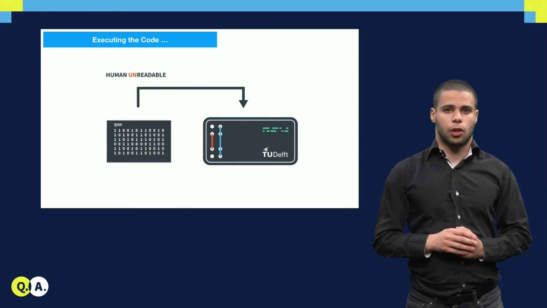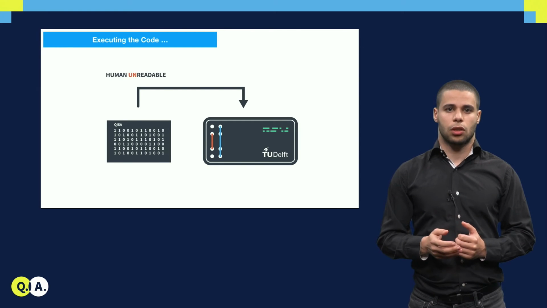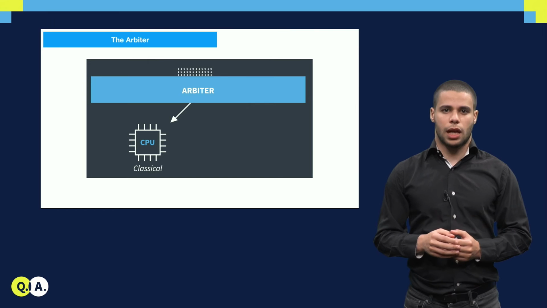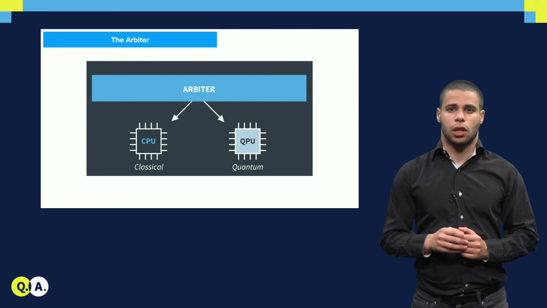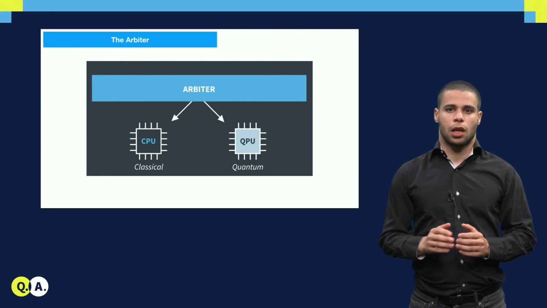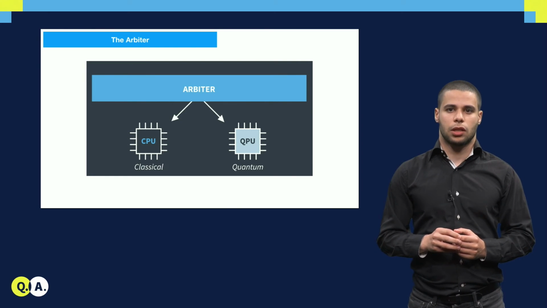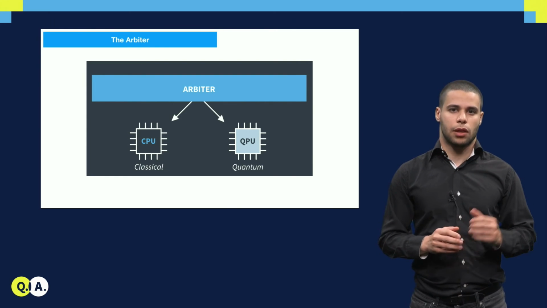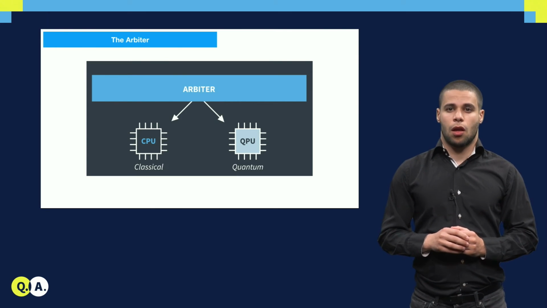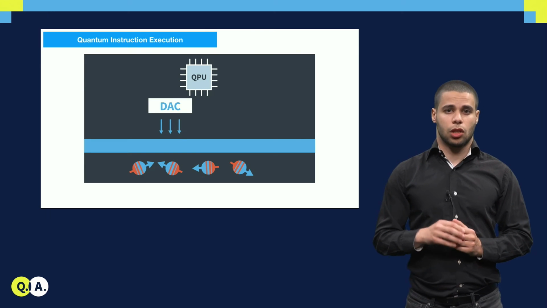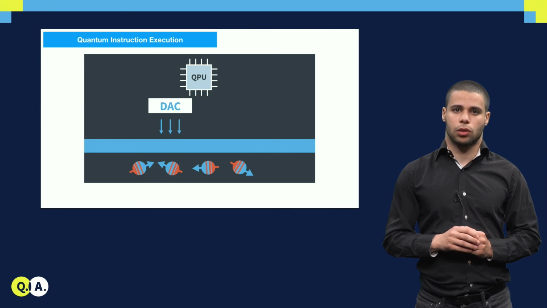When loading the executable in our microarchitecture, it is important to distinguish between those classical and quantum operations. For that, an arbiter unit is responsible for sorting those instructions to distinguish classical and quantum operations and route them to the appropriate pipeline: the classical instructions to the classical pipeline and the quantum instructions to the quantum pipeline. Those instructions are then decoded and executed either on the host processor or the quantum processor.